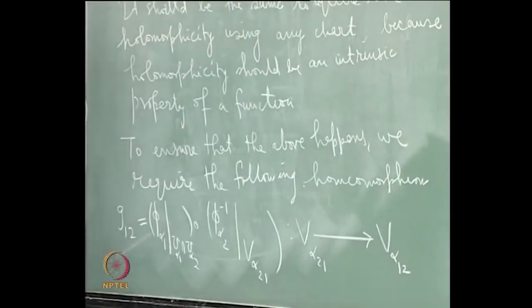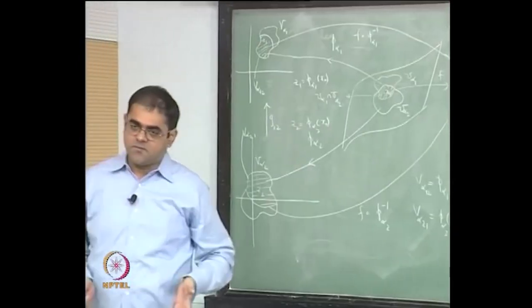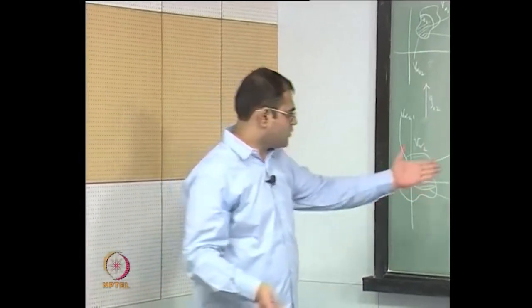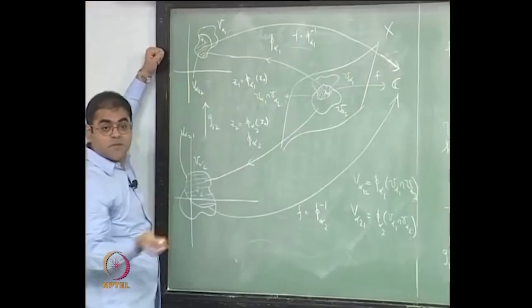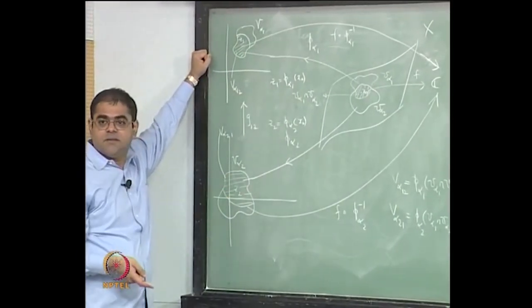This is a homeomorphism because the restriction of a homeomorphism to an open set is also a homeomorphism. And a composition of homeomorphisms is again a homeomorphism. So this is a homeomorphism. And what is it a homeomorphism of? It's a homeomorphism of two open subsets of the complex plane. So I can require that to be holomorphic.